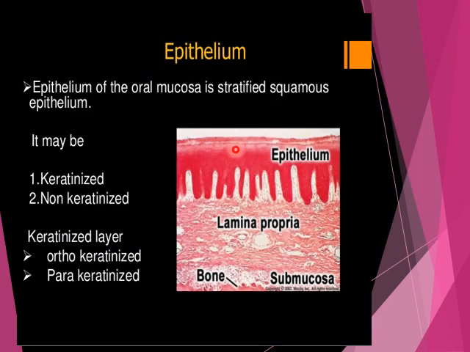This is the epithelium. The epithelium of oral mucosa, as we said, is stratified squamous in type. It may be keratinized or non-keratinized. When it is keratinized, the layer may be orthokeratinized or parakeratinized, depending on the presence or absence of the nucleus in the corneum layer.